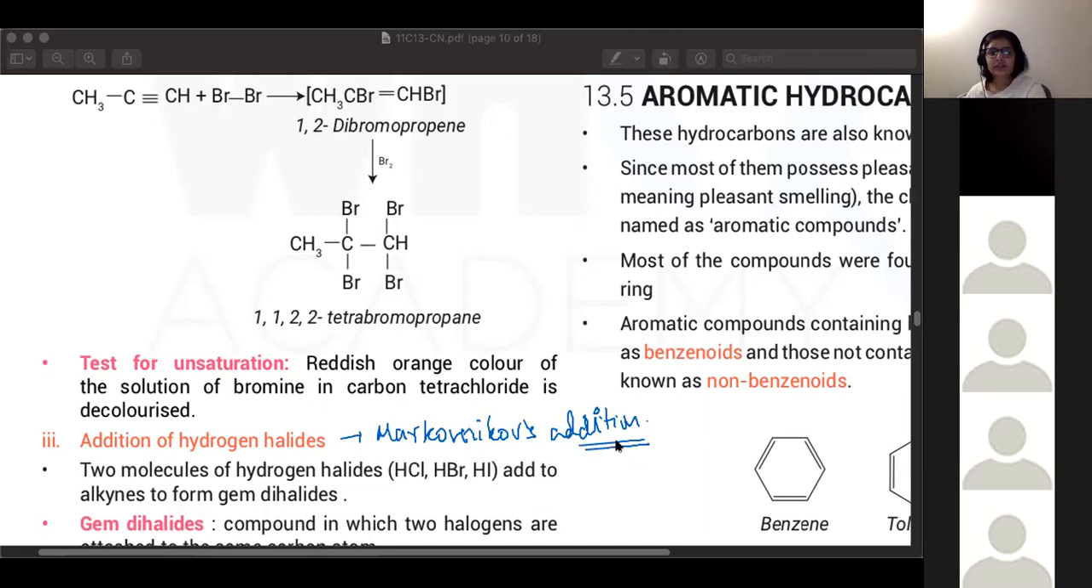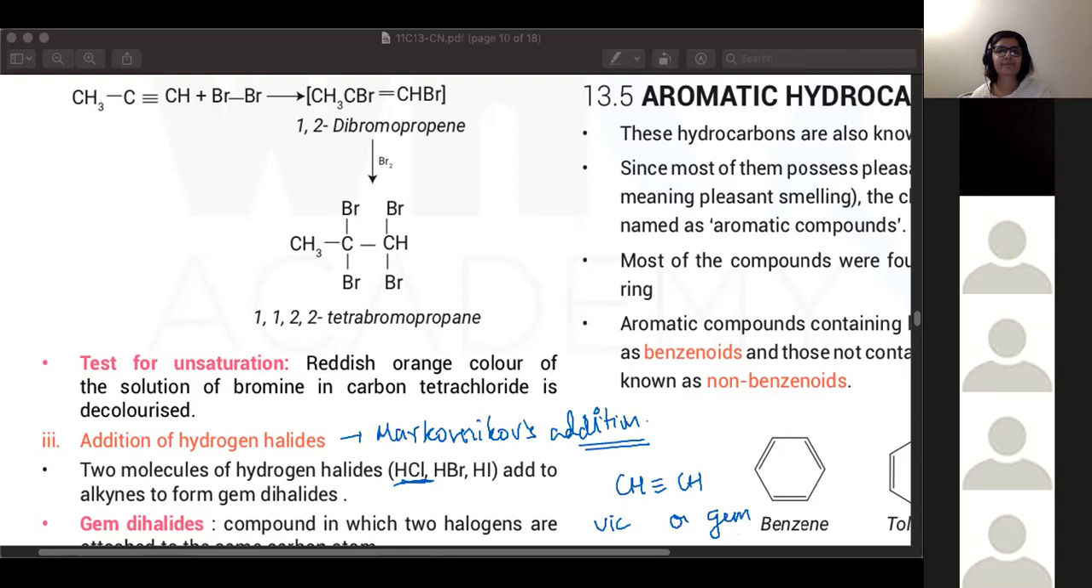So what is the final product that you get when a hydrogen halide is added to an alkyne? Take ethyne only. If you're adding hydrogen halide to ethyne, what is the final product that you're going to get? Is it going to be vicinal or geminal?